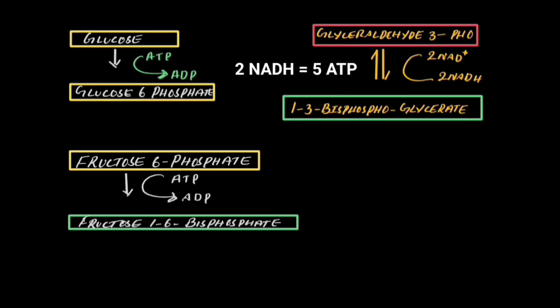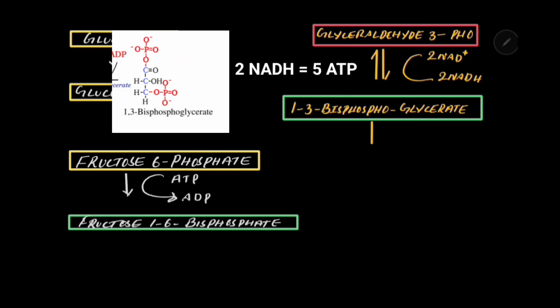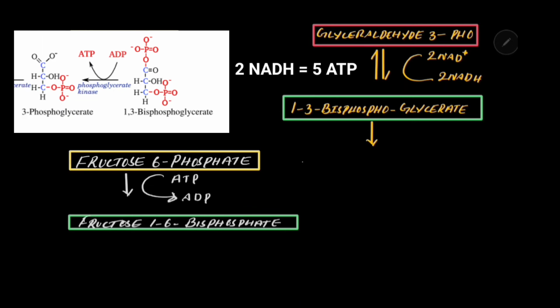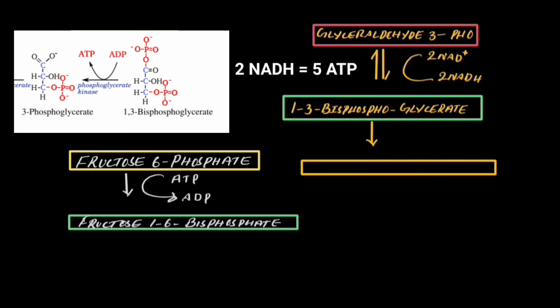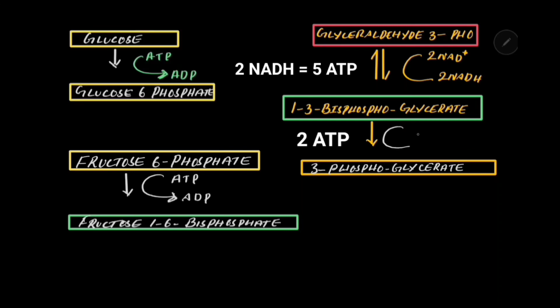In the next step of the energy generation phase, 1,3-bisphosphoglycerate gets converted into 3-phosphoglycerate. In this step, high energy phosphate group is transferred from 1,3-bisphosphoglycerate to ADP. The formation of ATP is referred to as substrate level phosphorylation because the phosphate donor is 1,3-bisphosphoglycerate. This step is catalyzed by an enzyme called phosphoglycerate kinase, and two ATP molecules are formed in this process.